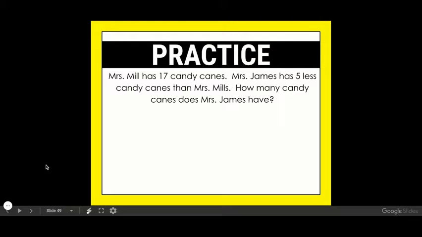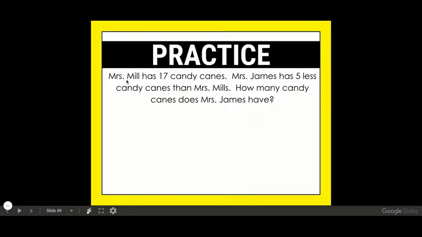So this first one says, Mrs. Mills has 17 candy canes. Mrs. James has 5 less candy canes than Mrs. Mills. How many candy canes does Mrs. James have?